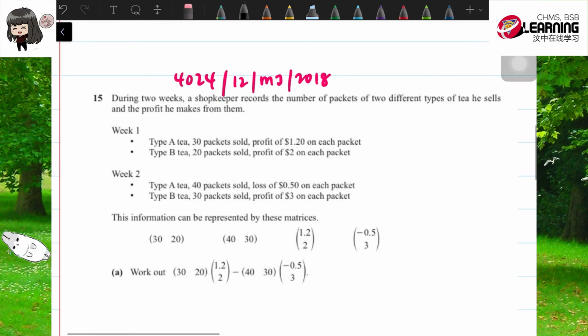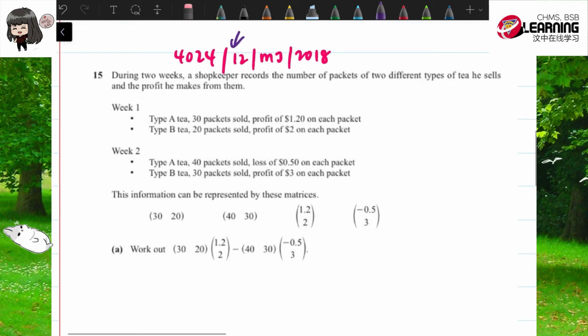Question from 2018, paper 1 also. This one, you see paper 1, May June. During 2 weeks, a shopkeeper records the number of packets of 2 different types of tea he sells and the profit he makes from them. So you have two types of tea, TA and TB. For week 1, 30 packets sold, profit of $1.20 on each packet.